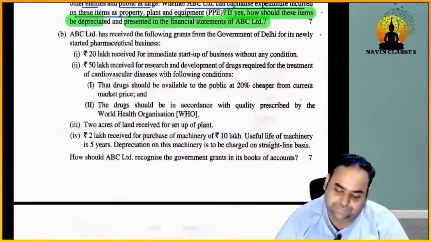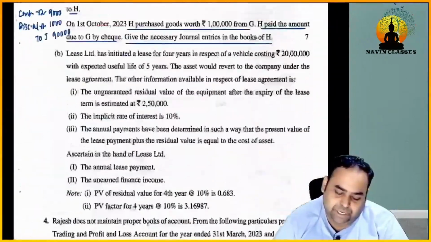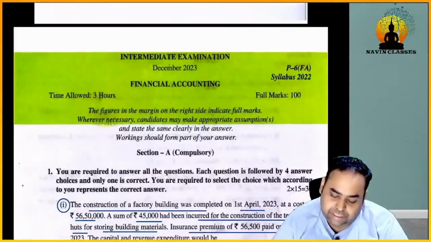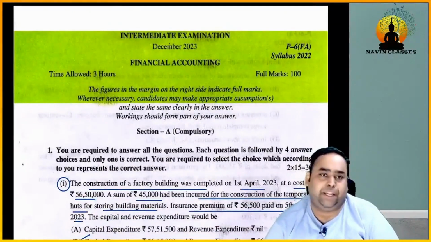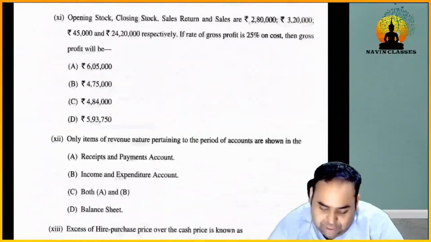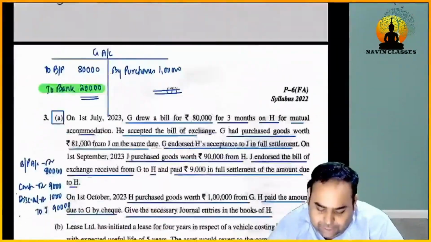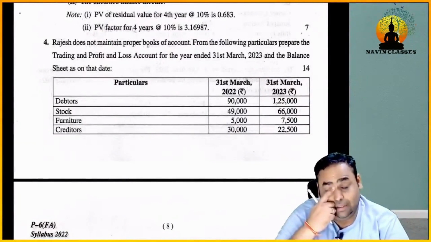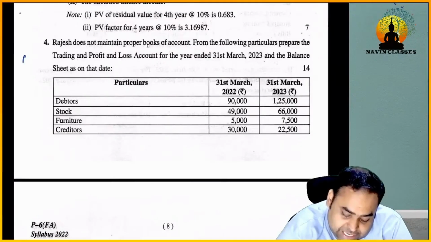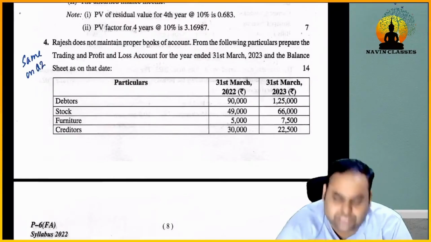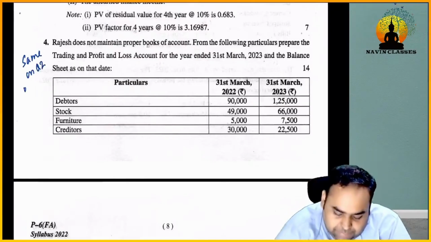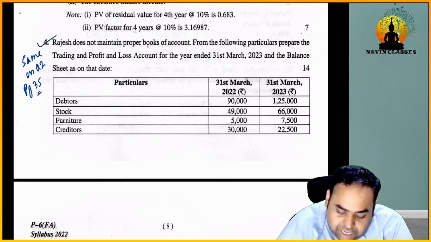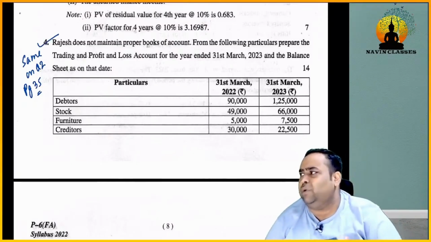Let me show you something. As you see, this is the exam paper. This exam paper is from December 2023. And students, take a look at question number 4. From this, I'm assigning question 4 as homework to you. We have already solved this. Same as question 2 of class, page 35. This is similar to the question we just solved in the class. You can also solve this as homework today.